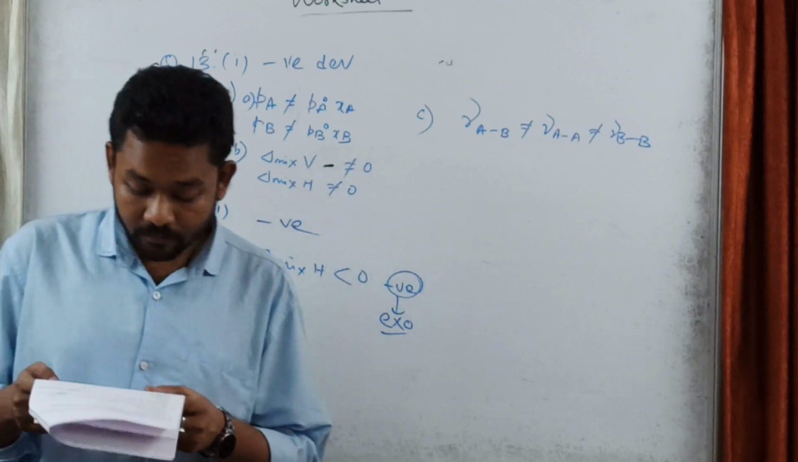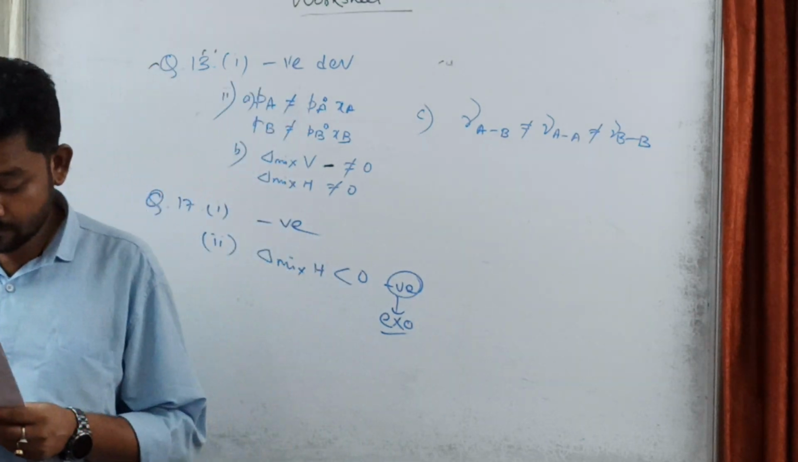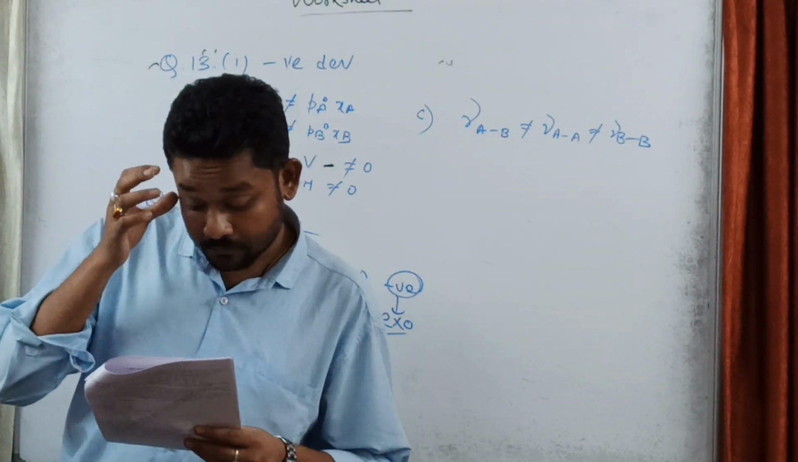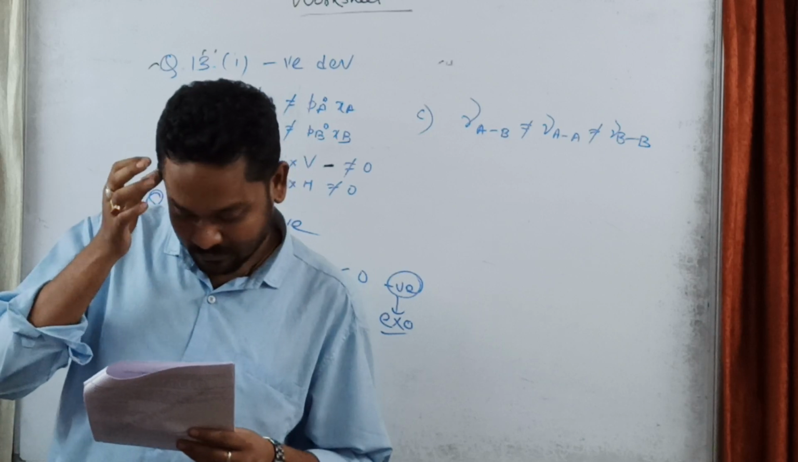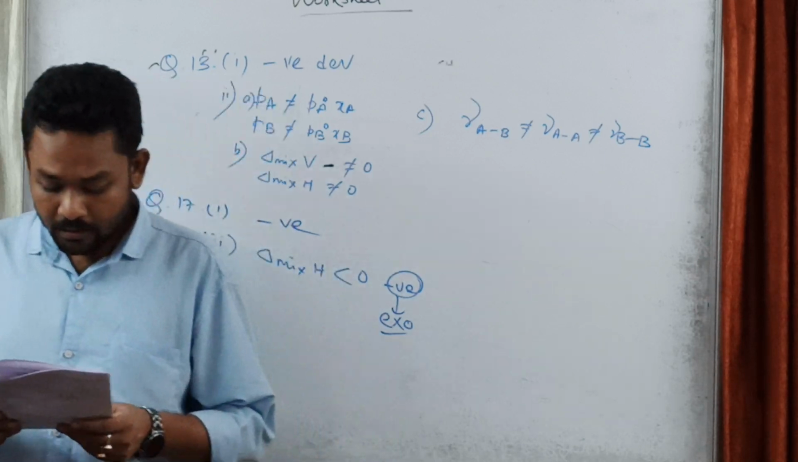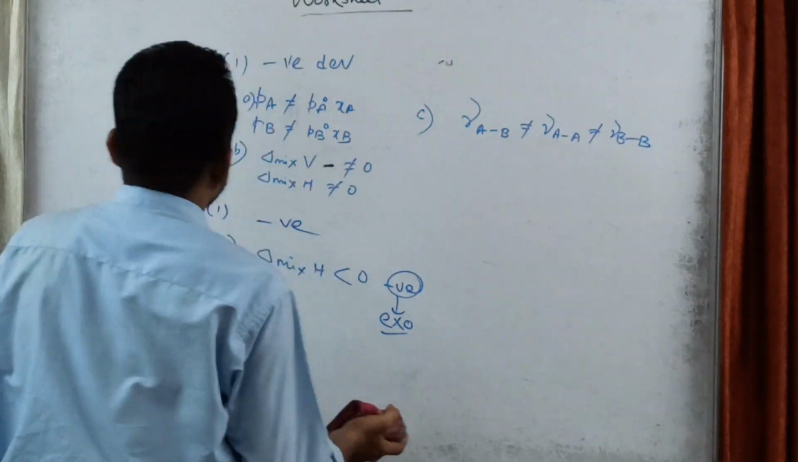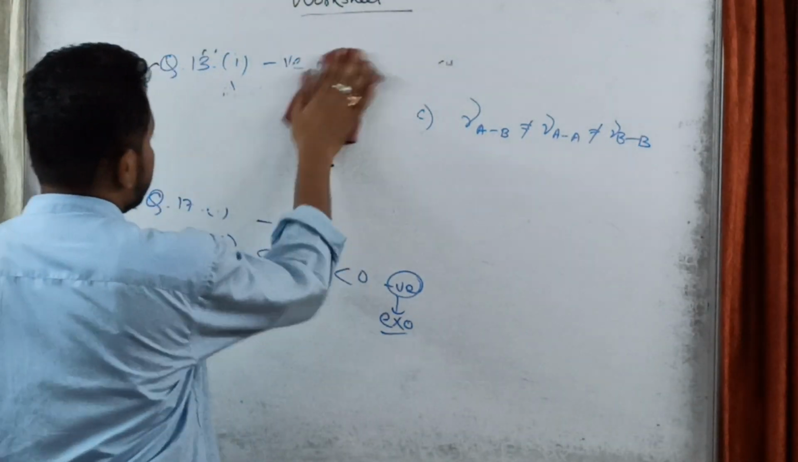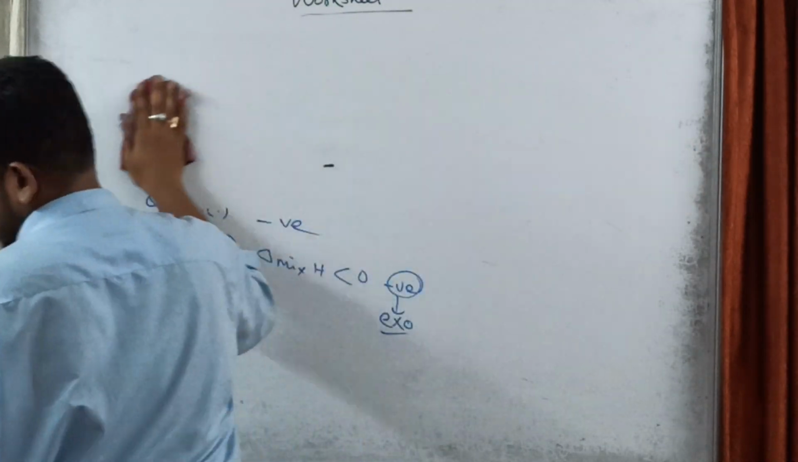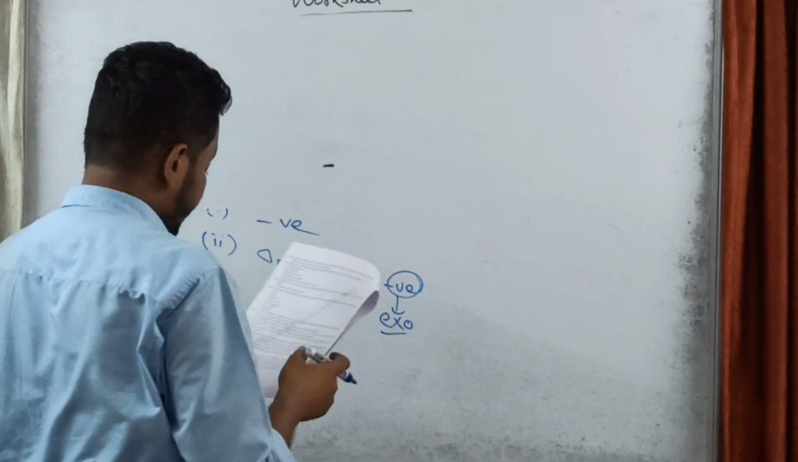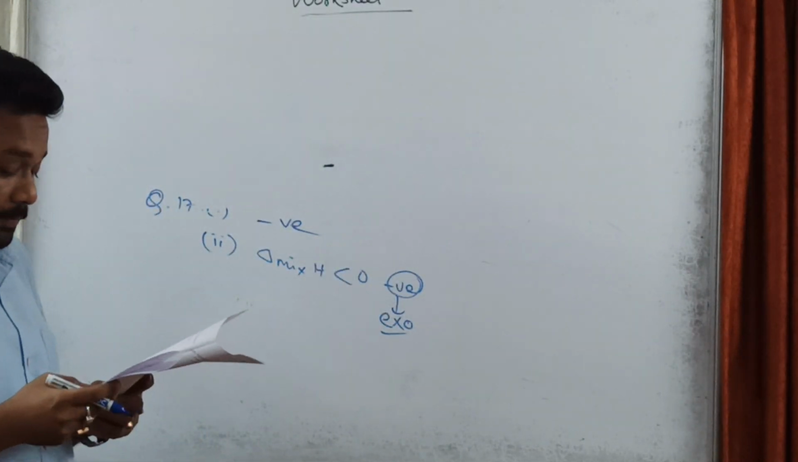Write down question number 21. Question 21 is a very important question. It is already there in your NCERT, but it's very important. Remember this. There are two phases. One is the liquid phase, another is the vapor phase.